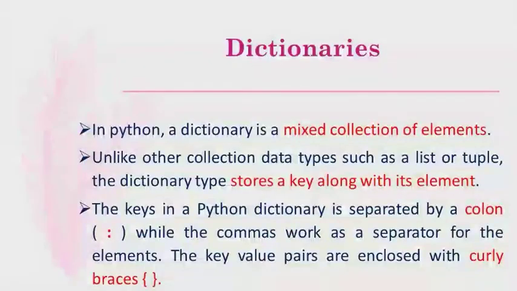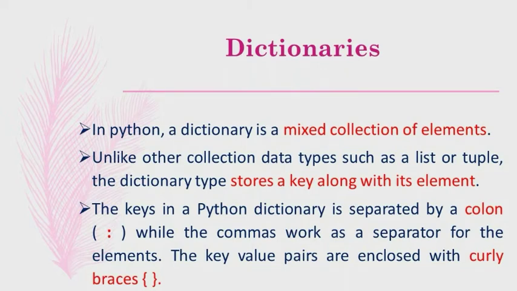Next let us see about dictionaries. What is a dictionary? In Python, a dictionary is a mixed collection of elements. A mixed collection of elements is called a dictionary. Unlike other collection data types such as list or tuple, the dictionary type stores a key along with its element. The keys in a Python dictionary are separated from the values by a colon symbol, while commas work as a separator for the elements. The key-value pairs are enclosed within curly braces.